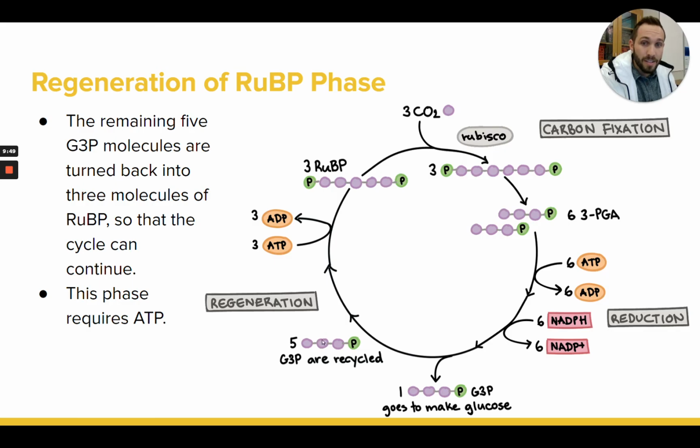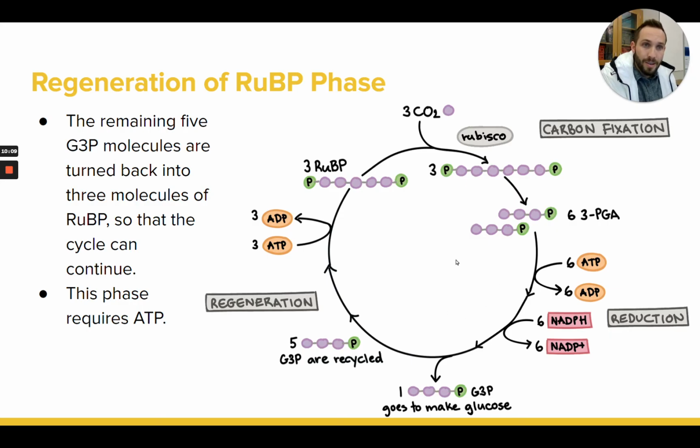And then you can make another set of 6 G3Ps. One of them gets to leave, the other 5 go back to being 3 RuBPs. And then you can do the cycle another 3 times, and another 3 times, and another 3 times. Every time you're doing the cycle 3 times, it's going to require 3 CO2s that go into the cycle, 1 per cycle. And then when it happens 3 times, out comes a G3P molecule.